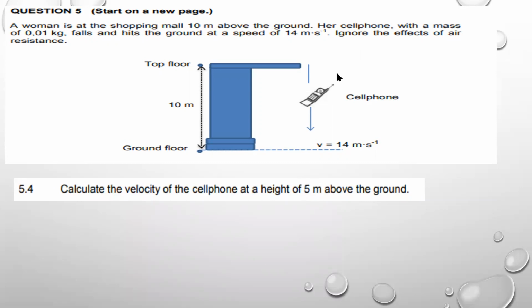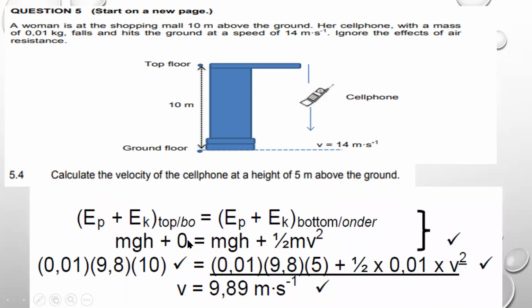Next question. Calculate the velocity of the cell phone at height 5 meters. Okay, for this kind of question, we are using conservation of mechanical energy. EM1 equals EM2, where EM is potential plus kinetic. For the first position and second position, let's draw and show. Let's try to explain. So this question starts with EM1 equals EM2.